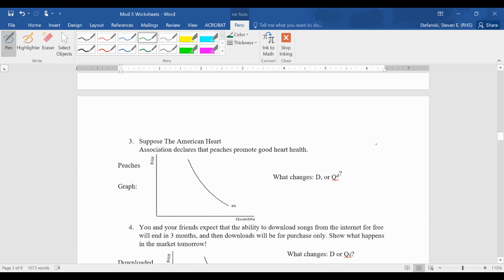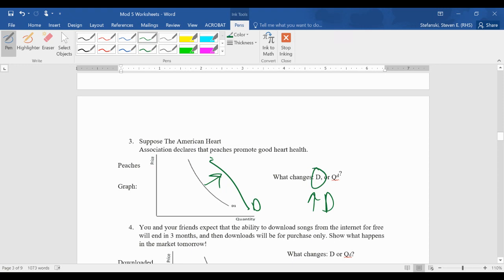Number 3 tells us, suppose the American Heart Association declared that peaches promote good health. Well, promoting good health, that's a fad. So we'll see the demand curve shift to the right. So that would be an increase in demand. So that's a change in demand.